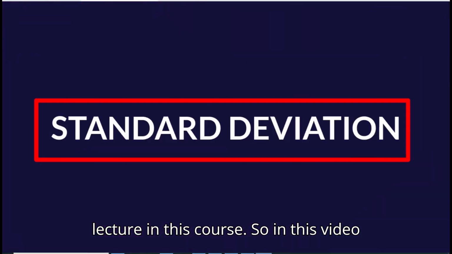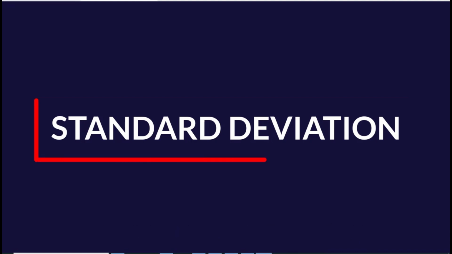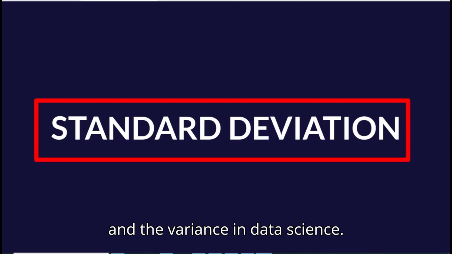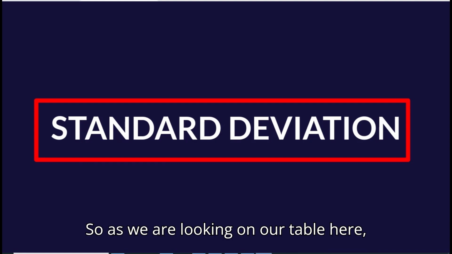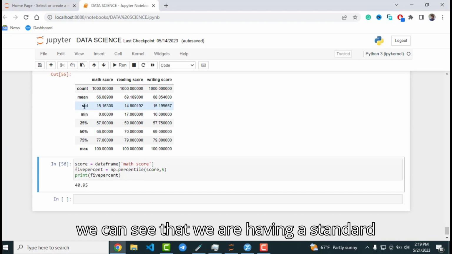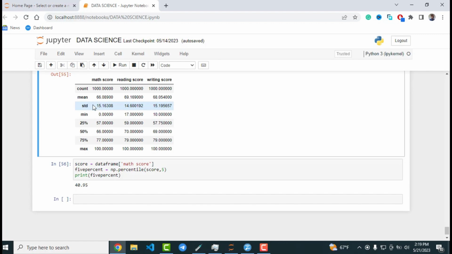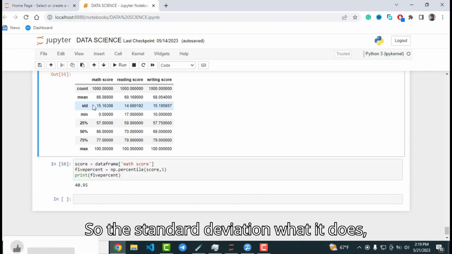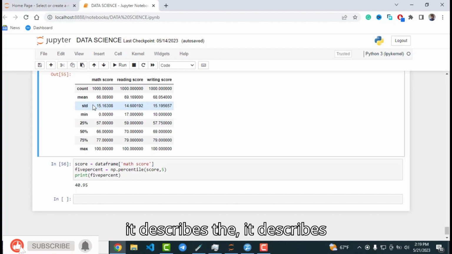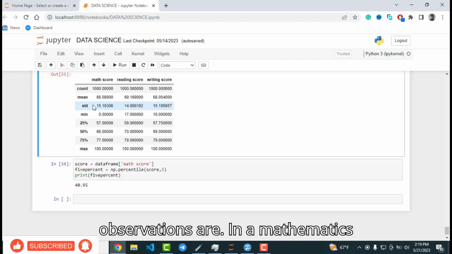So in this video, we are going to discuss the standard deviation and the variance in data science. As we are looking at our table here, we can see that we have a standard deviation, STD here. The standard deviation describes how spread out the observations are.